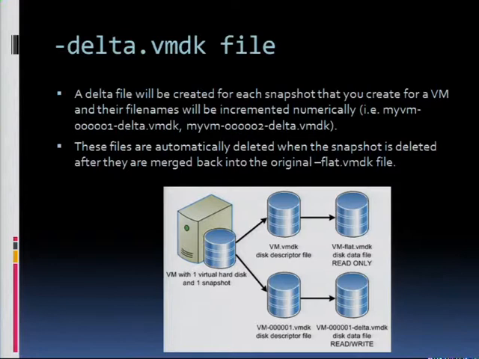original flat file. So when you go to delete all snapshots, what it does is take all the data from that Delta file and starts writing all those blocks back to the original file. Once it completes that, the original file becomes read-write again, and it deletes all the Delta files that exist.